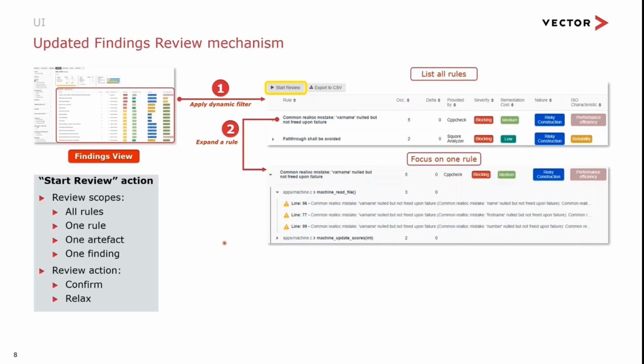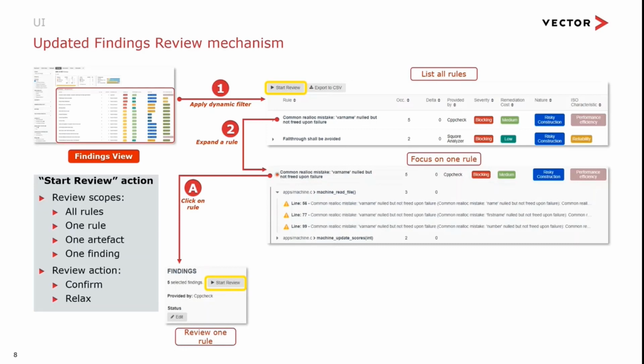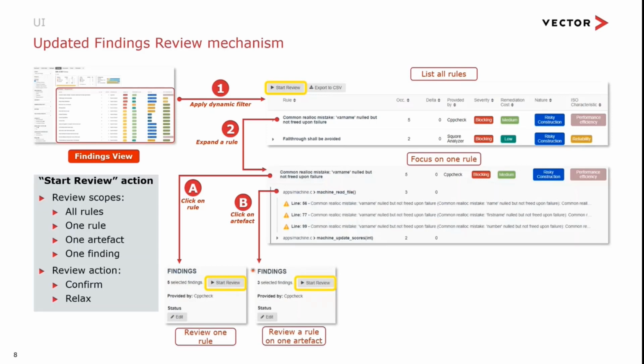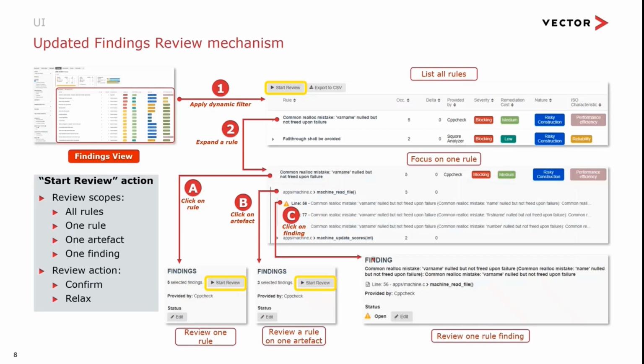From here, you have 3 possibilities. First, if you click on the rule itself, you are going to be able to start the review on all of the violations of this rule. So the 5 findings are going to be cycled through, okay? If you want to review one particular artifact, you click on one of the functions here, and you are going to be able to review the 3 associated violations, okay? And you guessed it, if you click on one of the findings alone, you will be able to take action on this particular finding. And this review action can be of 2 kinds.